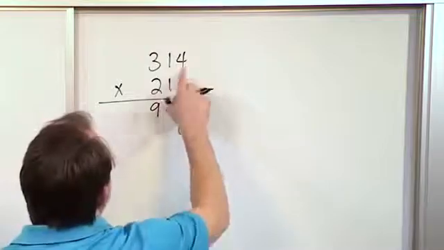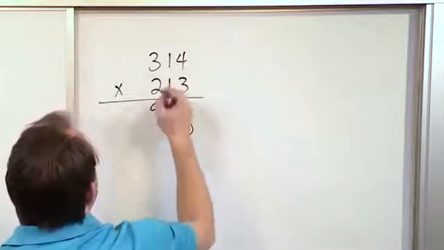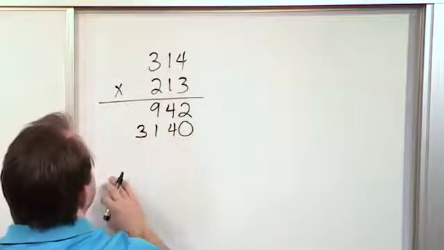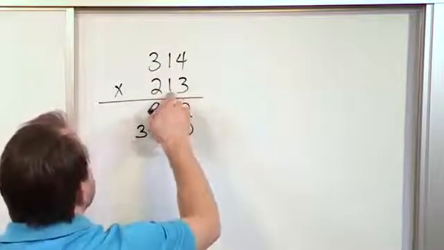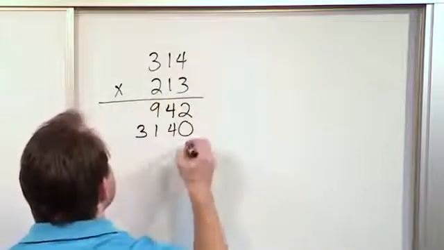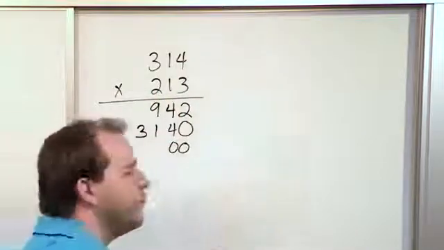1 times 4 will give you 4. 1 times 1 will give you 1. 1 times 3 will give you 3. That was pretty easy. So now we're done multiplying by this. Now we want to multiply by the 2 next, so we drop down to the next level and we add 2 zeros. And that's the general pattern.